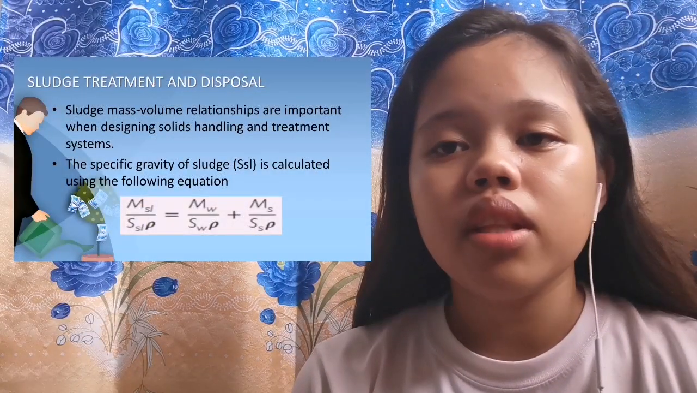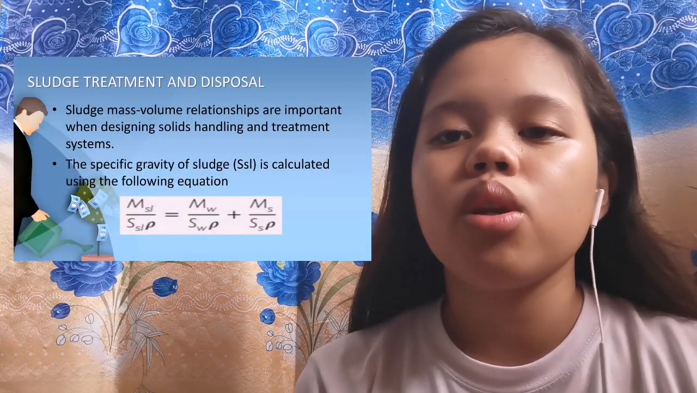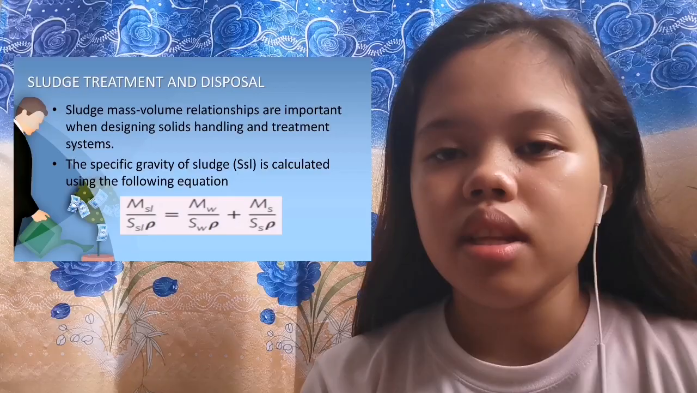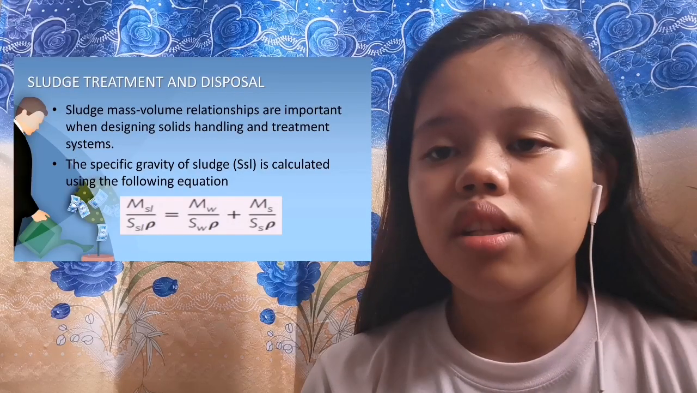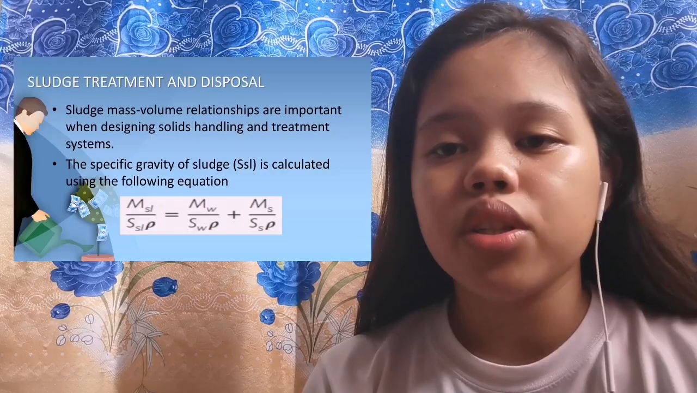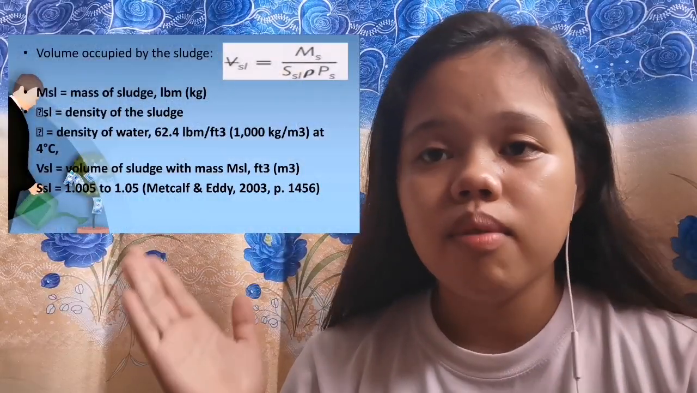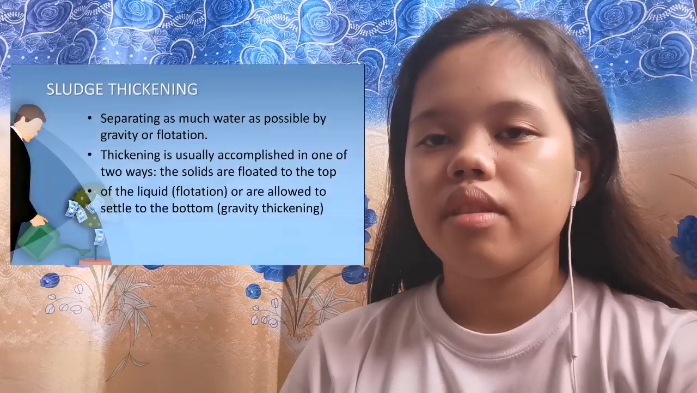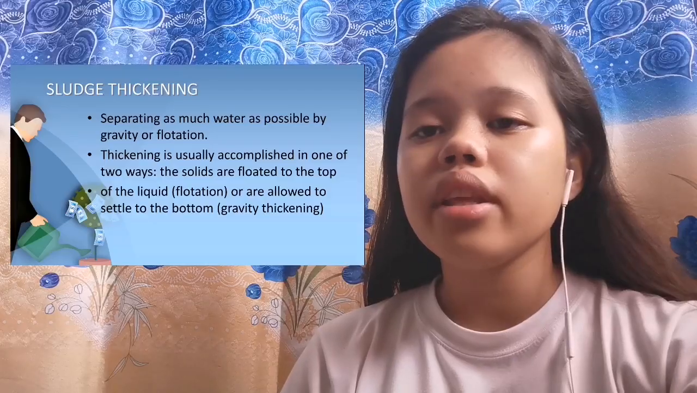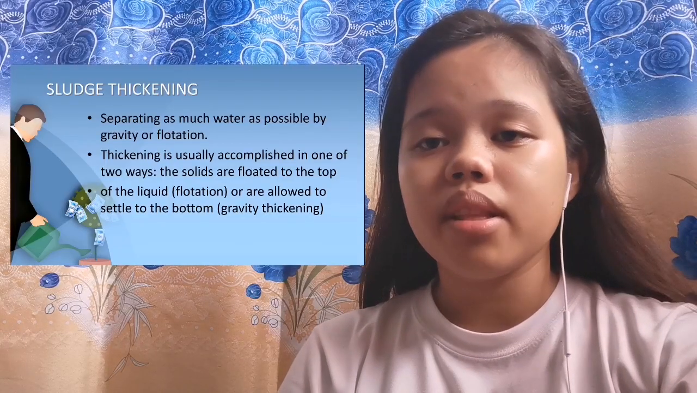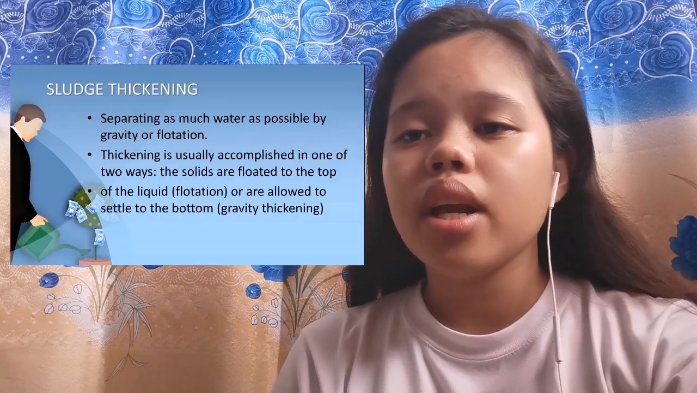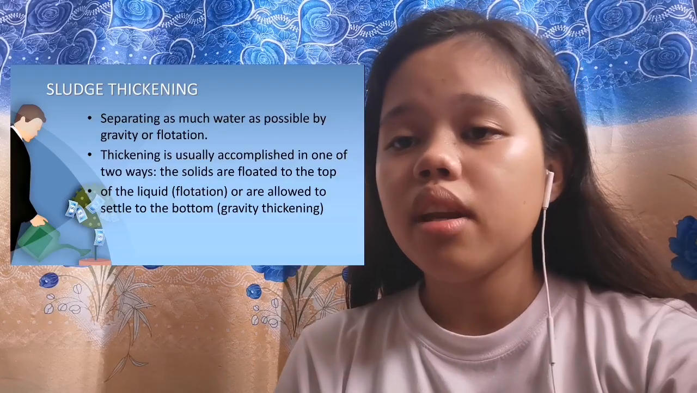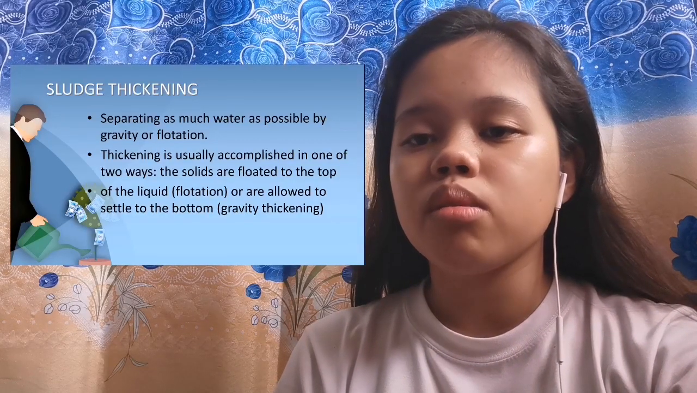Sludge treatment and disposal. Sludge mass volume relationships are important when designing solids handling and treatment systems. The specific gravity of sludge is calculated using the following equation. This is the formula for the volume occupied by the sludge. Sludge thickening, separating as much water as possible by gravity or flotation. Thickening is usually accomplished in one of two ways. The solids are floated to the top of the liquid or are allowed to settle to the bottom.